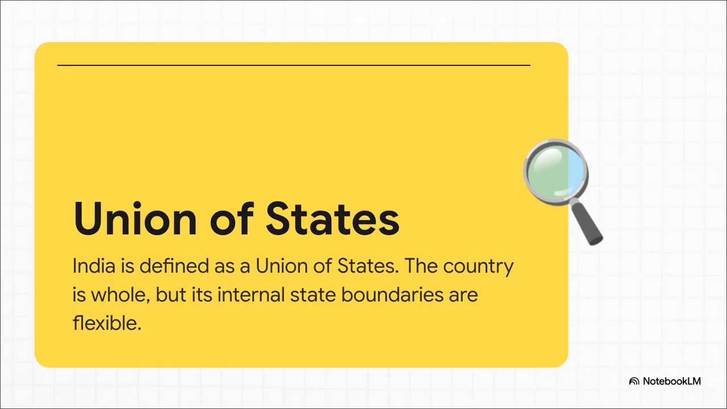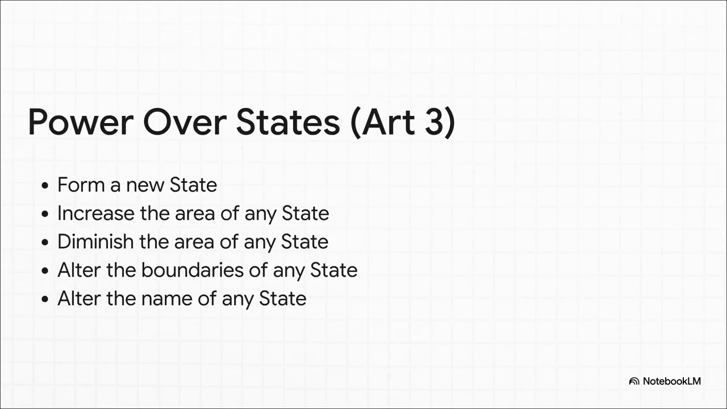India, the country, is one big, permanent building that cannot be broken apart. But the internal walls, the states themselves, they can be moved, resized, or even removed. The union is indestructible, but the states are not. And the power to do all that rearranging is just immense. Article 3 gives Parliament the authority to literally redraw the internal map of India. It can create whole new states, shrink existing ones, change their names, change their borders. It's a huge, huge power to shape the nation's geography.